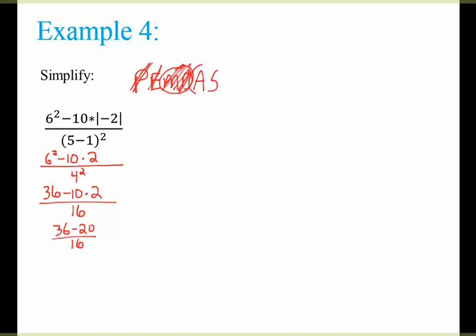And now I'm allowed to add and subtract. So I do have subtraction here. 36 minus 20 is 16. So 16 over 16. And if you did this on your own and you got to this, very good, you do need to simplify it. 16 over 16 is 1. So final answer, this is just a big expression for writing a 1.